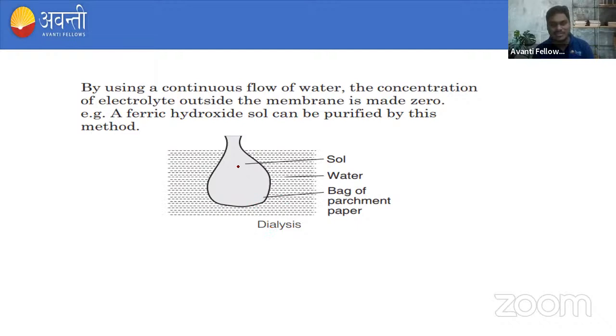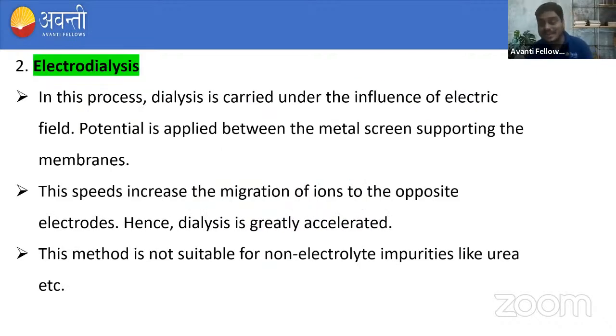So we have a salt in this bag, and this is water, and this is called the bag of permeable paper, or we say SPM, semi-permeable membrane, right? This is the process of dialysis. What is electrodialysis then? If you know dialysis, what is electrodialysis? These are all purification methods, always remember.